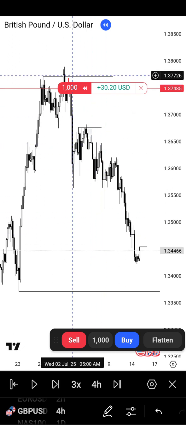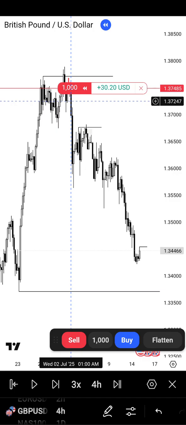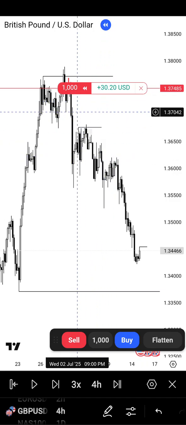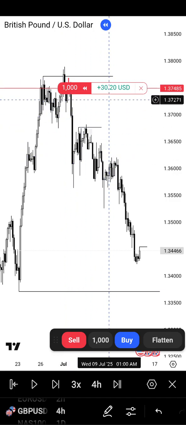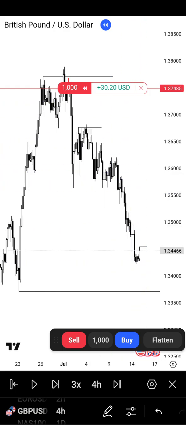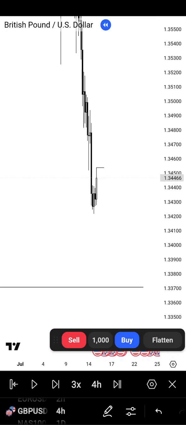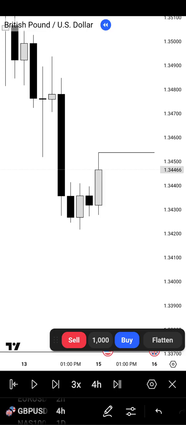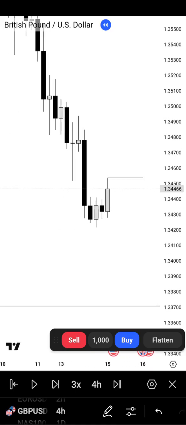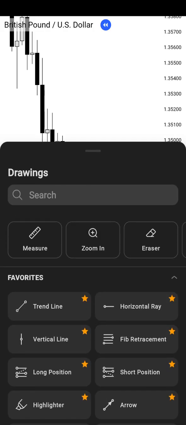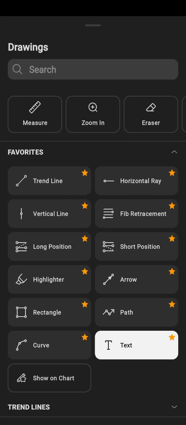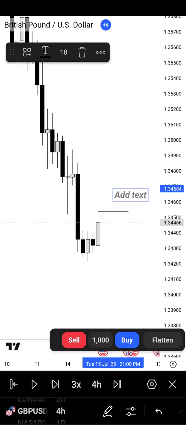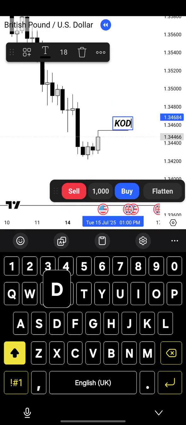So right here, you had all this move that is going to the downside. But the final move that I was interested in was this last move right here. Okay? And this move is called a kiss of death, right? And the kiss of death is one that you can always use if you missed an entry right from up here.